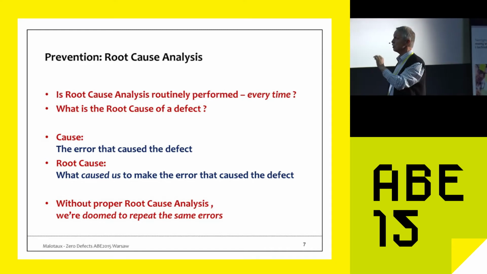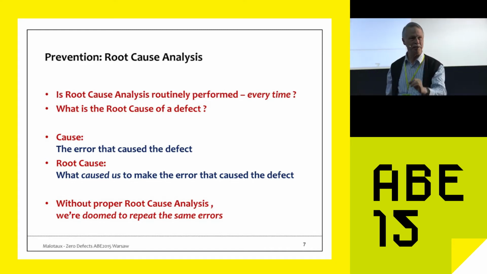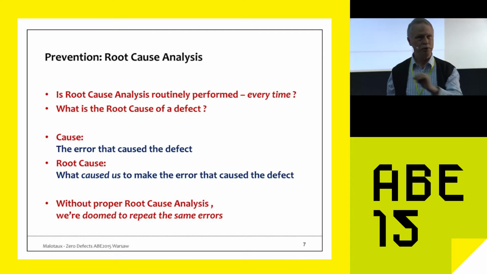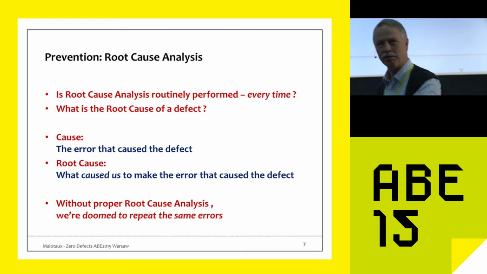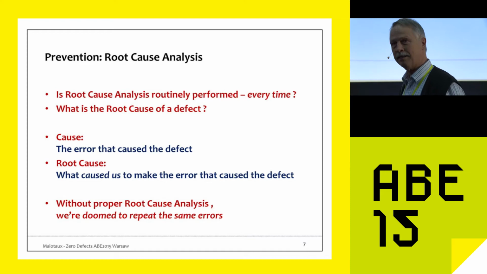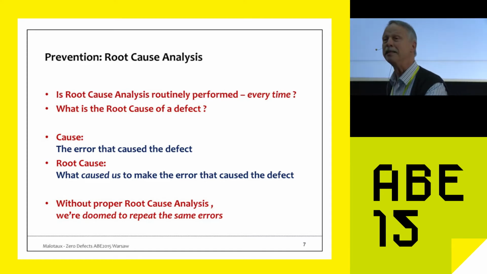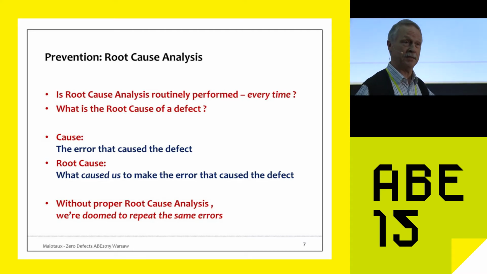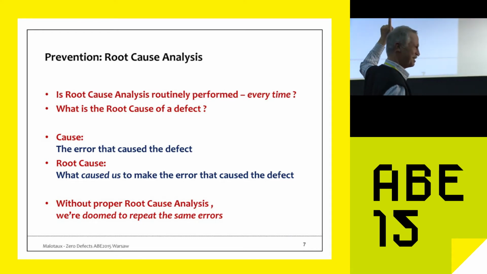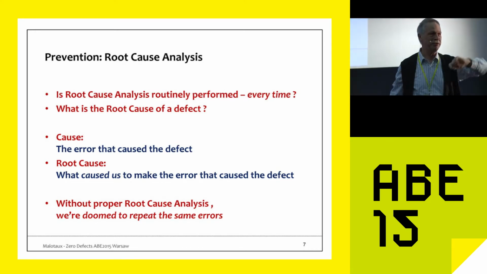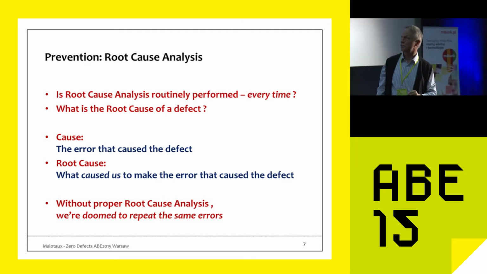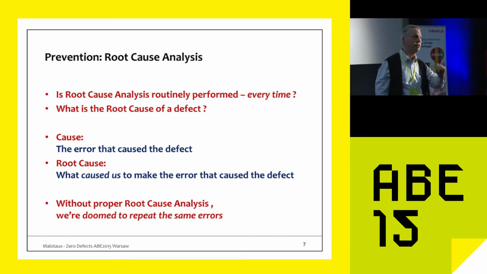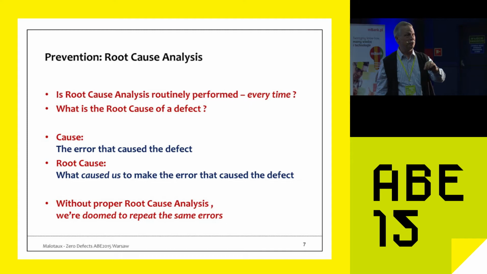What's the root cause? The cause is the error that caused the defect. It's not a bug. A bug is something that creeps in your code and you can't do anything about it. No, we make errors, we inject defects. And our tendencies to create defects make us do this. That's the cause. Sorry, that's not true. The cause is the error that's there and that causes the software to malfunction. The root cause is what caused us to make this error.